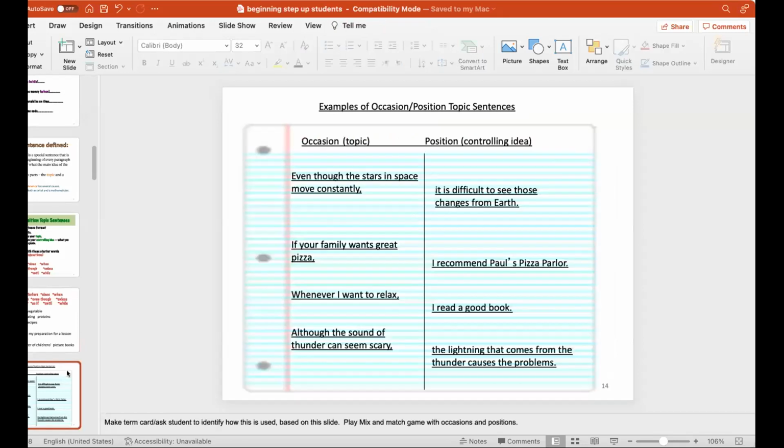Oh, this is so cool. This is a wonderful way of showing what the topic is and what the controlling idea is. So making it really graphic by putting it on a page and dividing the page in half and writing the topic of each sentence and the controlling idea on the other side. It's a really nice way to do it.